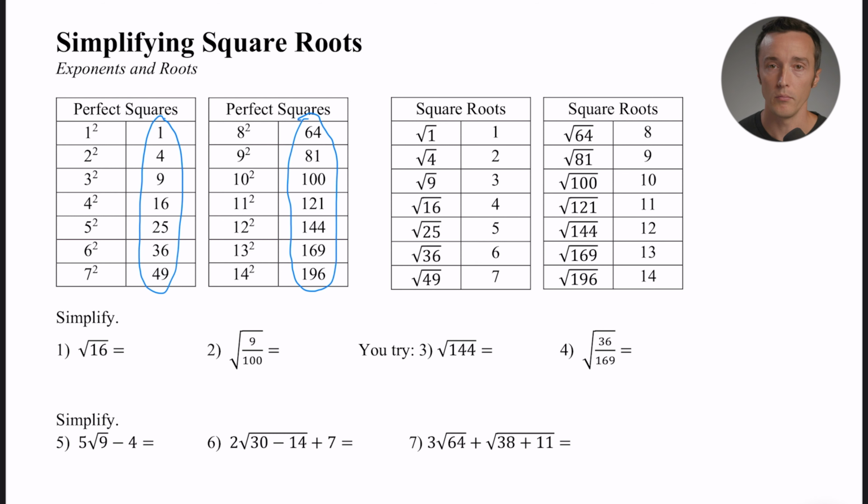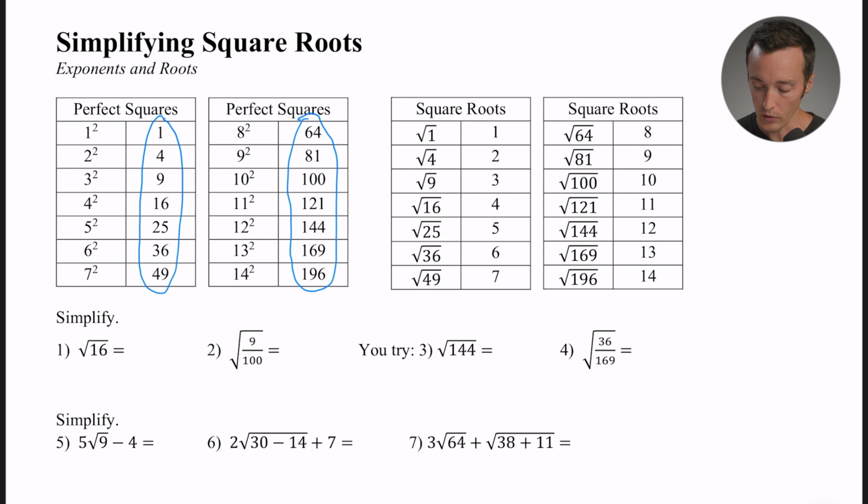And of course, there's an infinite number of them. They keep going past 14, but just for the sake of keeping the table small, I only included up to 14. So when we talk about perfect squares, we're talking about those numbers, and it's helpful to memorize them, to commit them to memory.